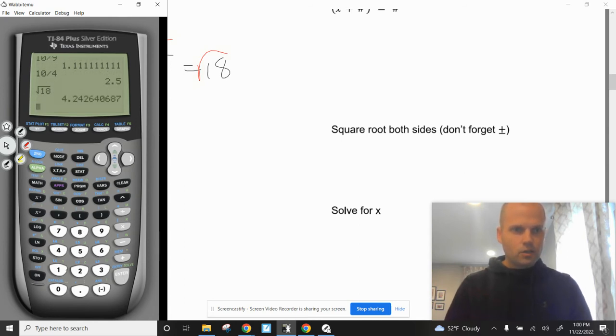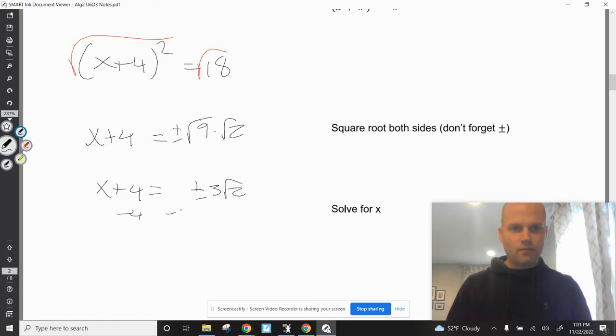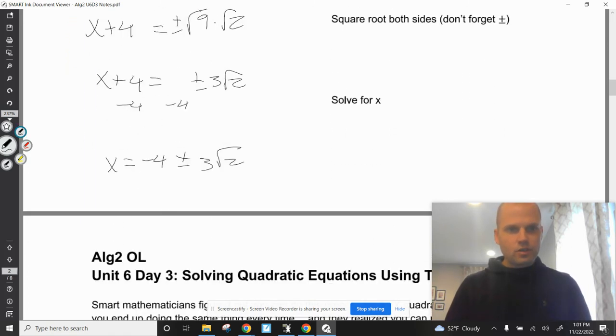Yes. Start with the number 18 and divide that by 9. We've practiced this. That means 9 times 2 is 18. That means root 9 times root 2 is root 18. I need a plus or minus because I square rooted to solve an equation. I get 3 root 2. And then I finish off by subtracting 4 from both sides, giving us negative 4 plus or minus 3 root 2. That gives me two solutions.